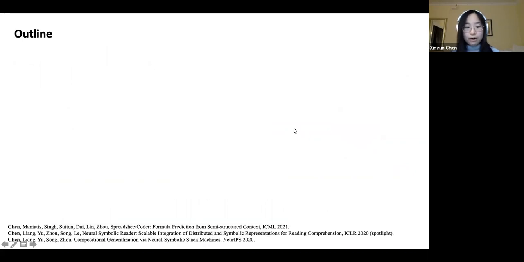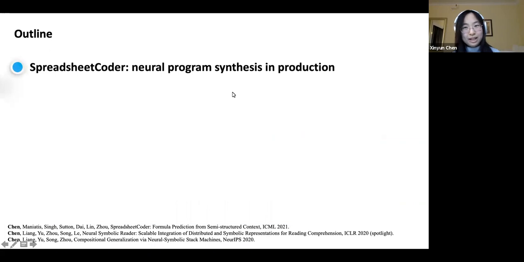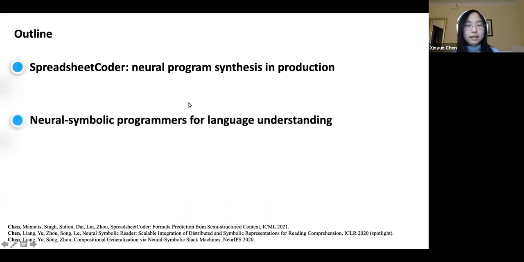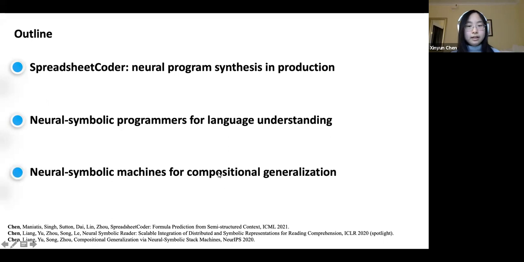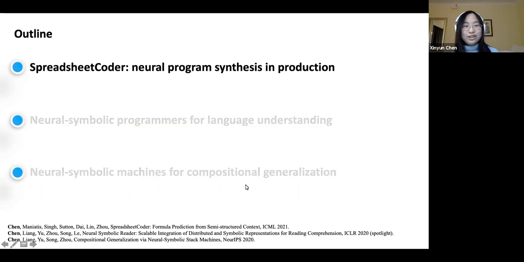In this talk, I will select some of my recent works from each of these three topics. First, program synthesis applications, as Osbert introduced, I will talk about our work on SpreadsheetCoder, where we show how we can develop neural program synthesis models to work in production. Secondly, I will talk about my work on neural symbolic programmers for understanding complicated texts. In the last part of my talk, I will discuss our work on neural symbolic machines for compositional generalization. So let's get started with the first part of my talk about SpreadsheetCoder.